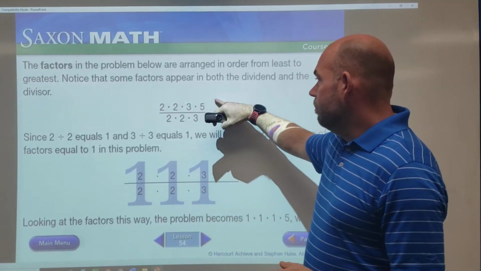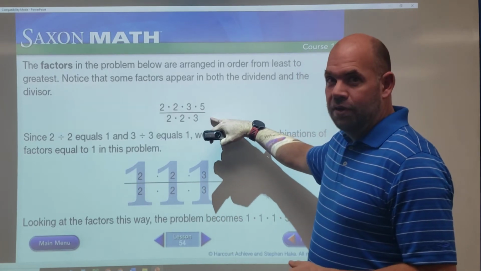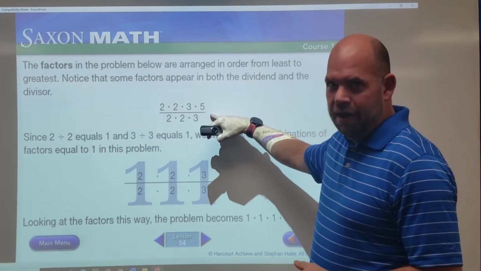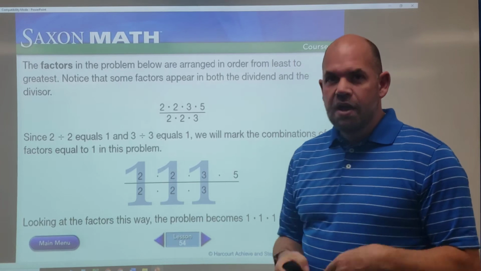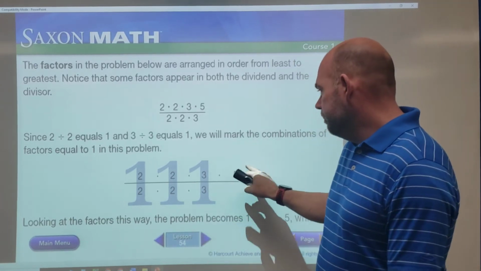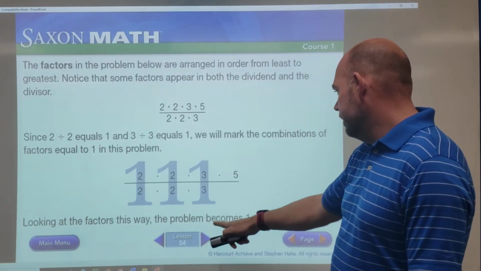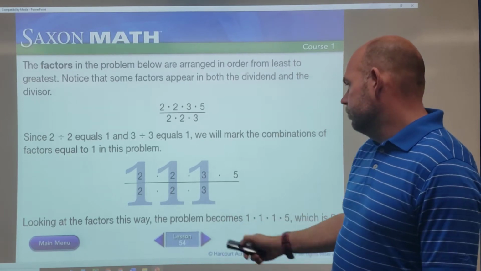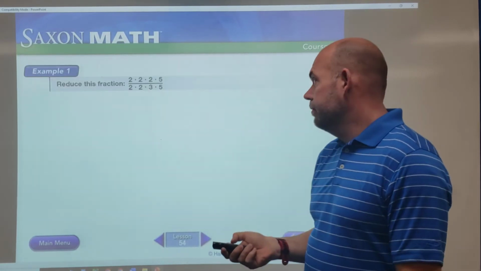Now we know before it was 60 over 12, right? And 60 divided by 12 is 5. So we know that that's going to check out. Here we get 1 times 1 times 1 times 5, which of course just equals 5.